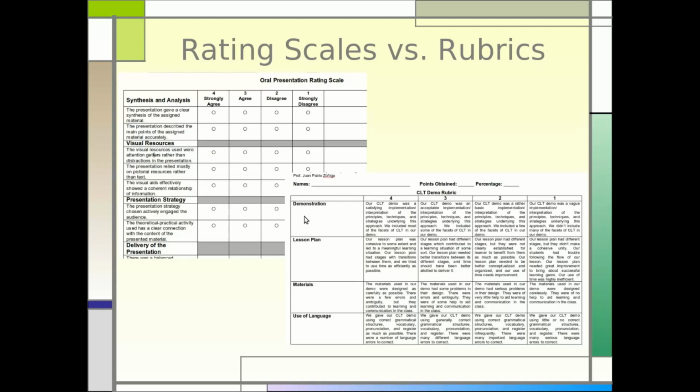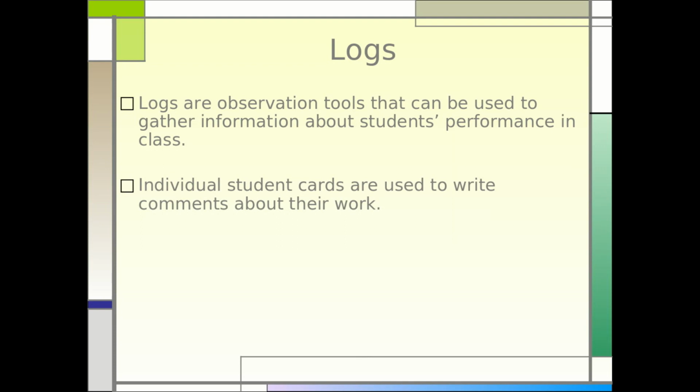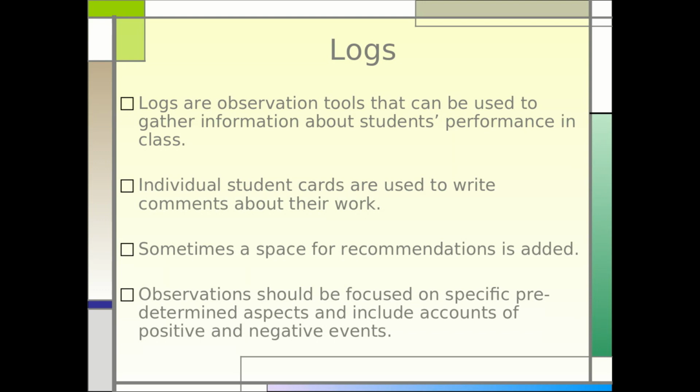We may also consider using logs. Logs are observation tools that can be used to gather information about students' performance in class. Individual student cards are used to write comments about their work. Sometimes a space for recommendations is added. Observations should be focused on specific predetermined aspects and include accounts of positive and negative events.